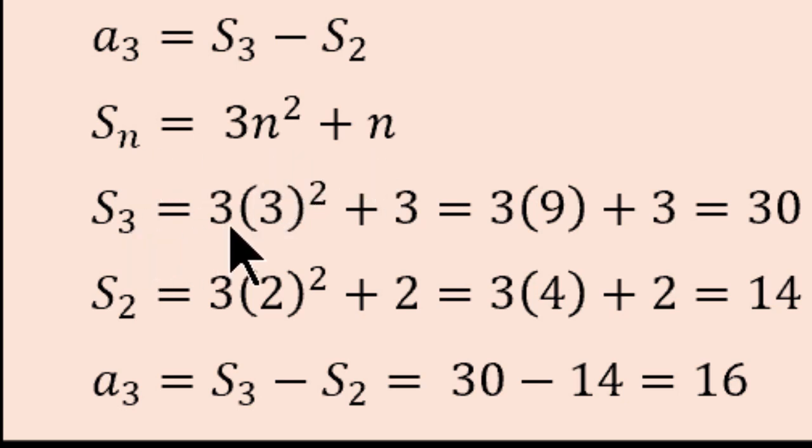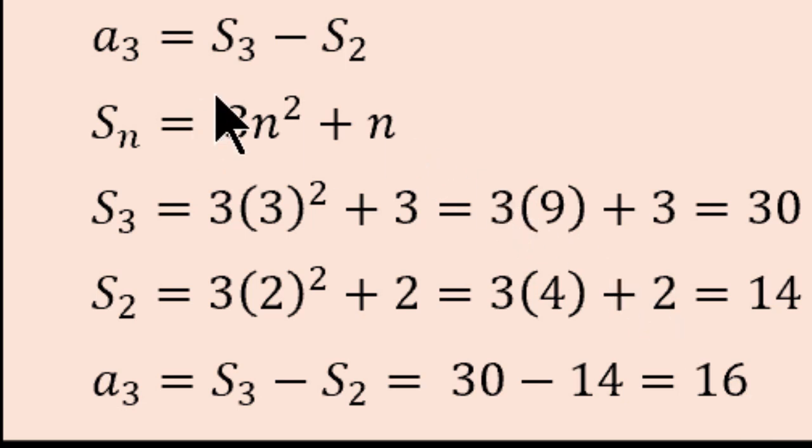What is sum of 3 terms? 3 times 3 square is given as 3 times 9, plus 3 (n is 3). 3 times 9 is 27. 27 plus 3 is 30. Sum of 2 terms: 3 times 2 square, which is 3 times 4, plus 2, because n is 2. 3 times 4 is 12. 12 plus 2 is 14. Okay? So the artha, A3 equals S3 minus S2, which is equal to 30 minus 14, which is equal to 16.